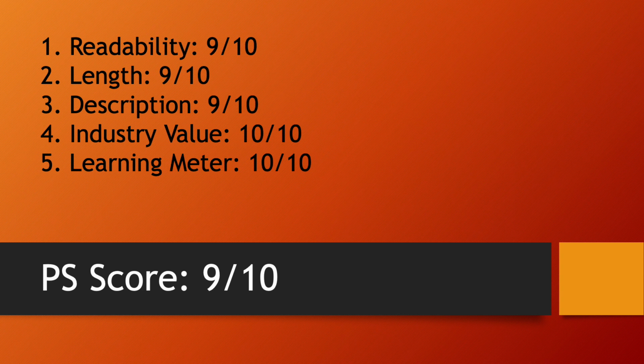Now, let's talk PS score for this paper. Overall, this paper is a decent read, so it gets 9 out of 10 on readability. With 10 pages, it scores 9 out of 10 on length. It's an analysis of an existing production system with a pretty good description, so that makes it 9 out of 10. Its industry value and learning meter are pretty high, so it gets 10 out of 10 on each. Overall PS score is 9 out of 10.